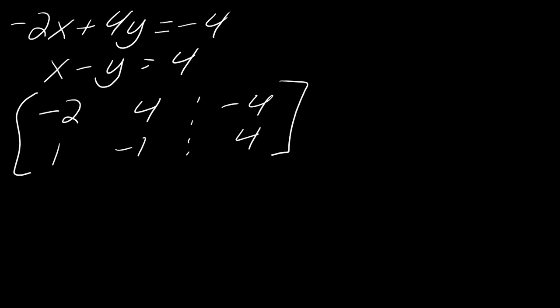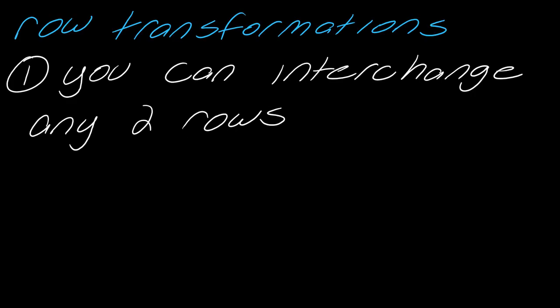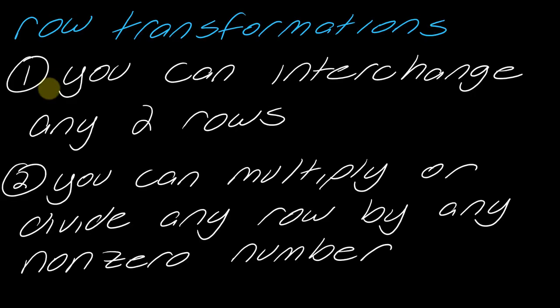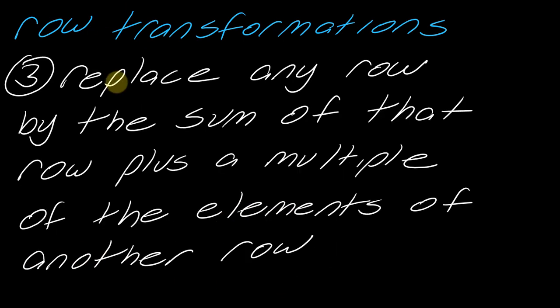All right, so the first thing that I want to do is, remember, I want to get my 1 first. So where do I want that 1 to be? This spot here, I want this to turn into a 1, okay? That is the only thing I am focused on right now. I don't care about anything else except getting that 1. So there are 3 ways that we can go about doing that. I'll remind you. You can interchange any 2 rows. You can multiply or divide any row by any non-zero number. And then we have this third one. This third one is not going to help us right now.